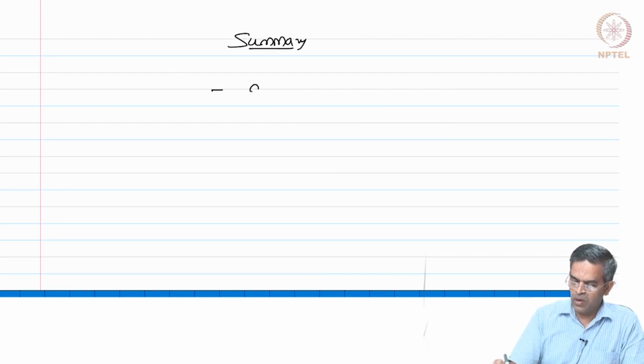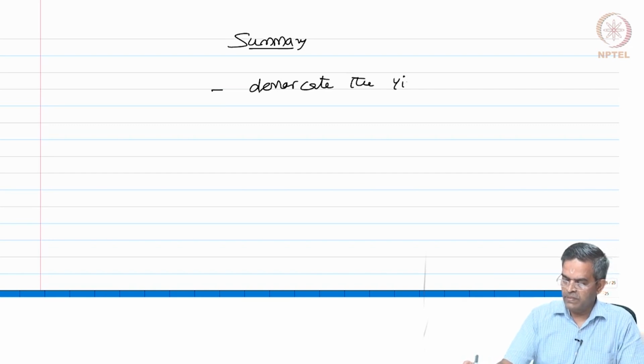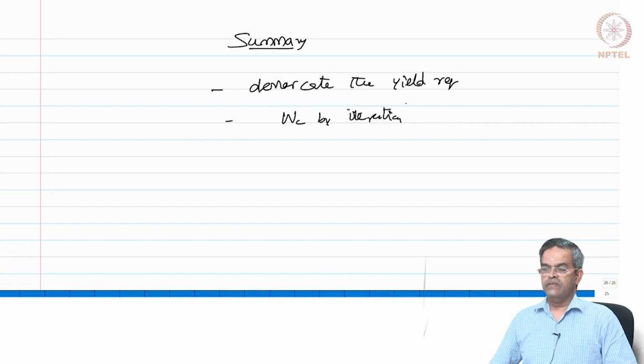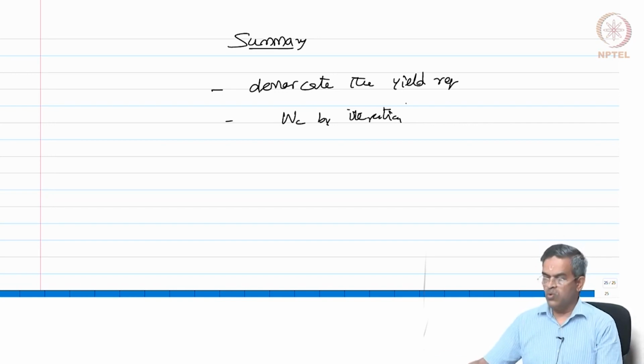So, we have also learned how to demarcate the yield region, and we learned how to find out Wc by iteration. So, friends, in this lecture we learnt about the analysis and design. In this module we learnt about plastic analysis and design in detail.